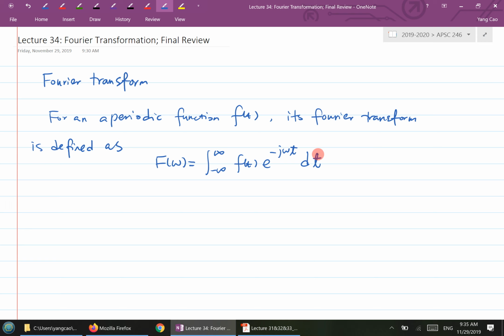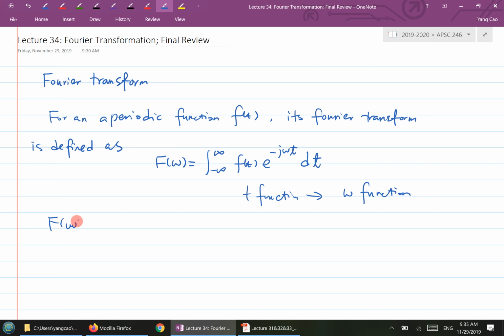So the definition of Fourier transform is this: if you have an aperiodic function f of t, then you can take the so-called Fourier transform using these integrals here. You're transforming basically from a t domain function into an omega function. So the idea essentially is you're looking at different information for the same function.